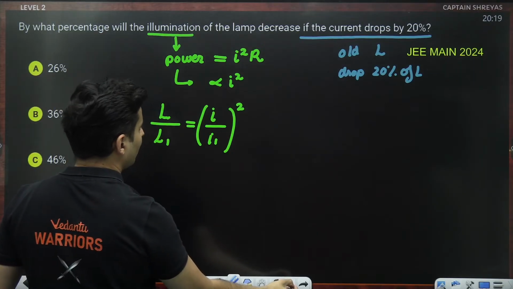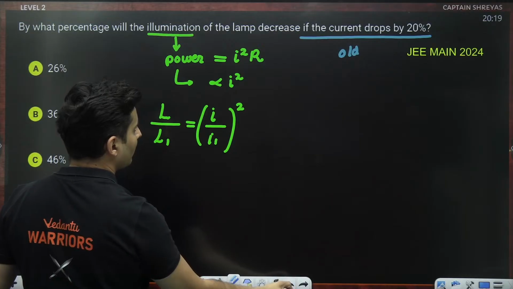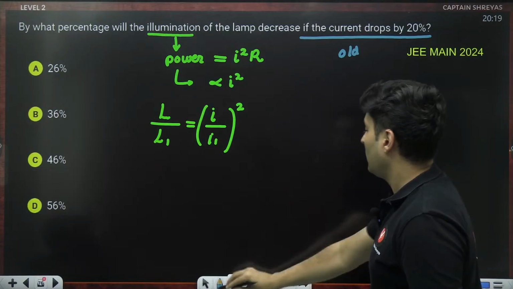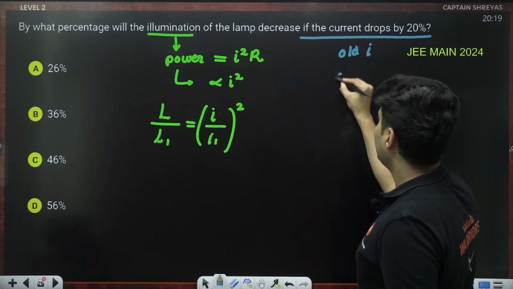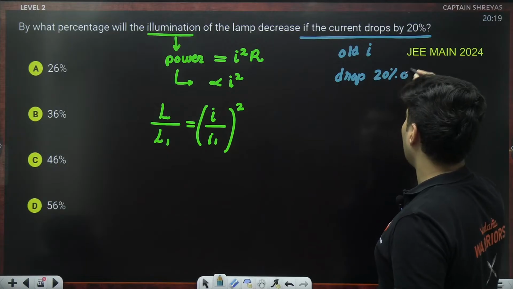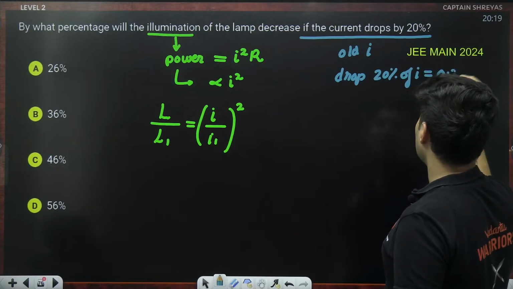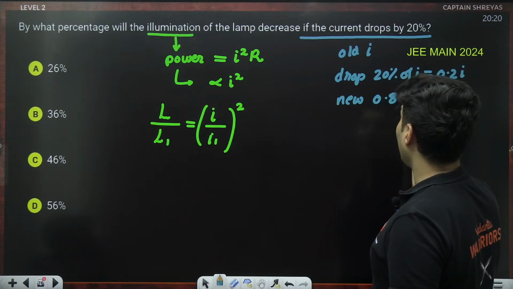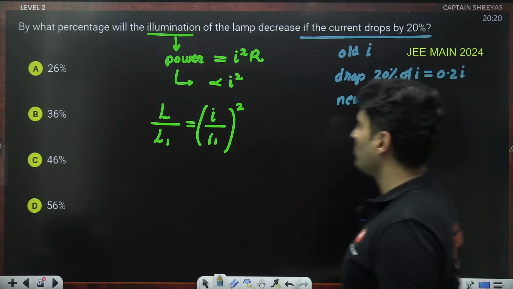The current has dropped. So sorry, not the illumination. I will say if the old current was I, then the drop is 20% of I. 20% of I is basically 0.2 I. Hence the new current will be 0.8 I. I minus 0.2 is 0.8.